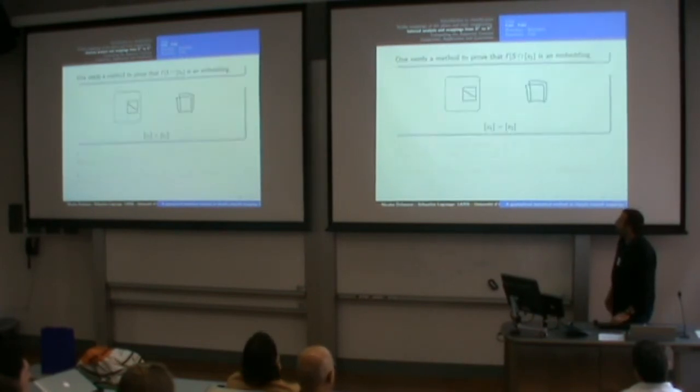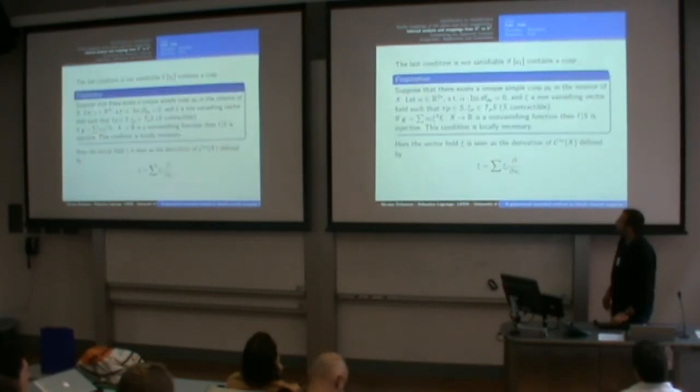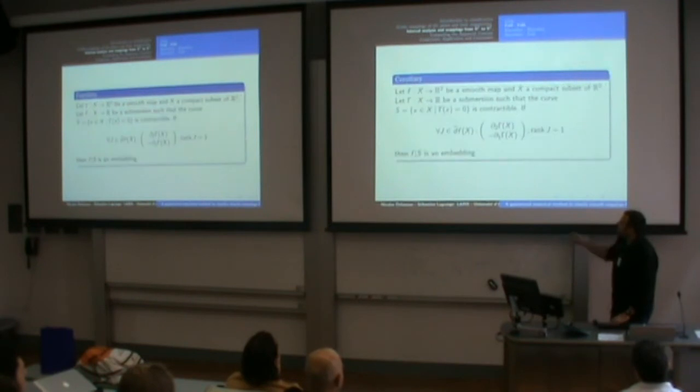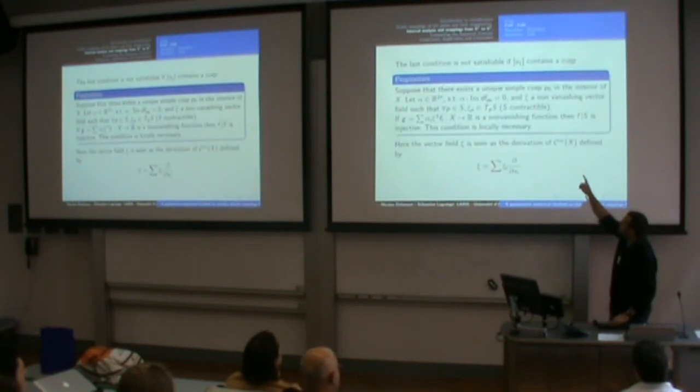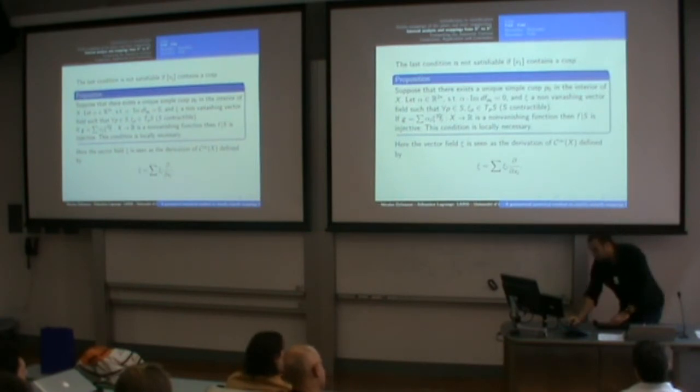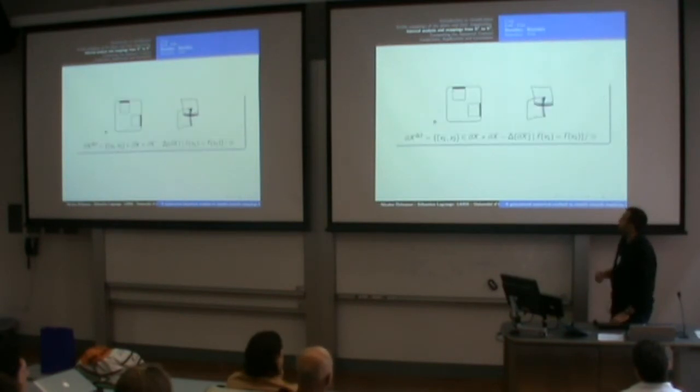Okay. This is technical. I'm not going to speak about this. This one is horrible, but I want to be complete, so that's why. So the last proposition is not satisfiable if you have a cusp. So we had to propose a horrible theorem with third derivatives on the difference.